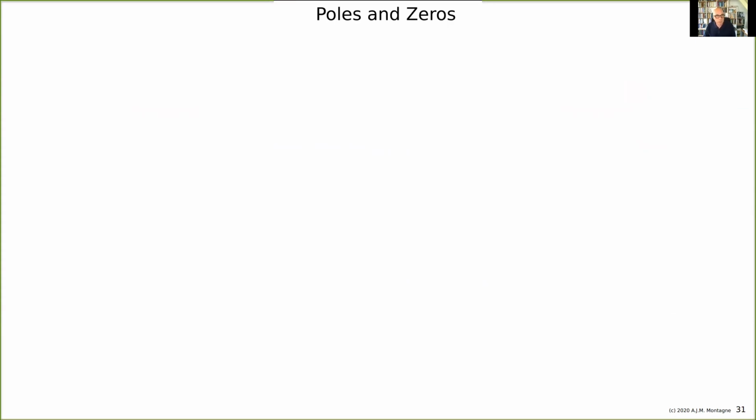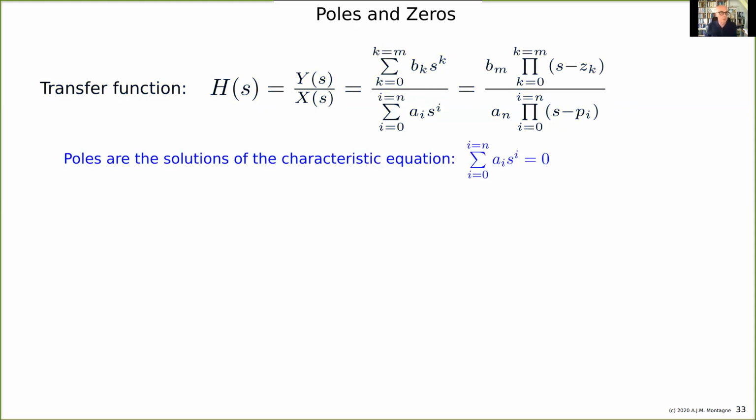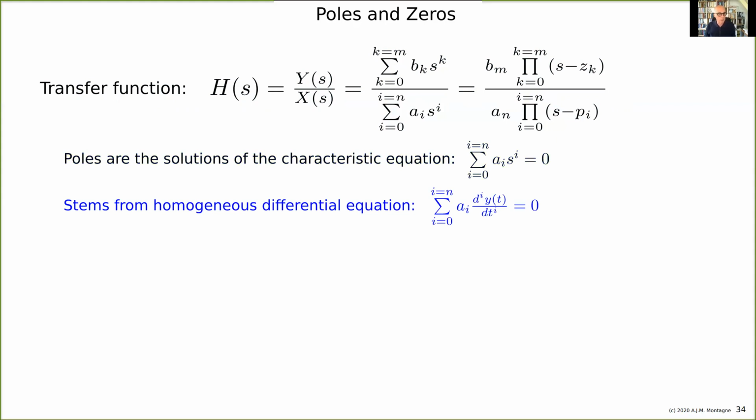So let's now talk about poles and zeros. We could write this transfer function also in another way. We could write it as a product of terms, and the terms are then defined by the solutions of the numerator and the denominator of this transfer function. And the solutions of the numerator are called the zeros, and solutions of the denominator are called the poles of the system or the transfer function. So here they are, the poles and the zeros.